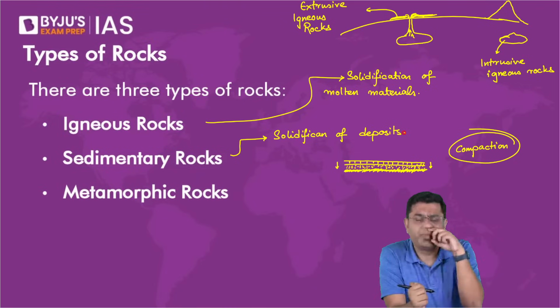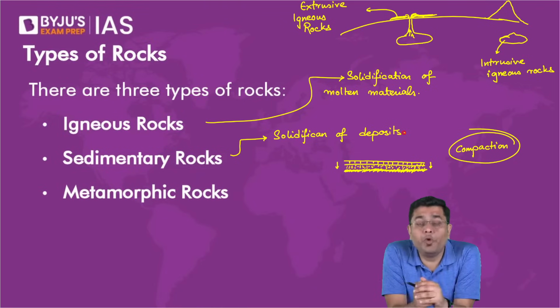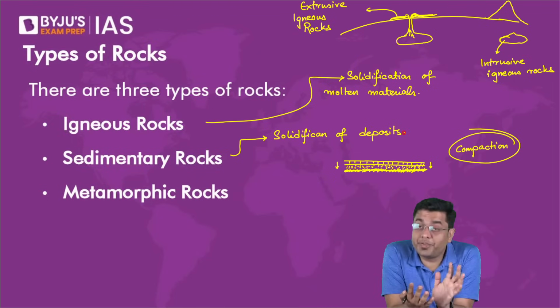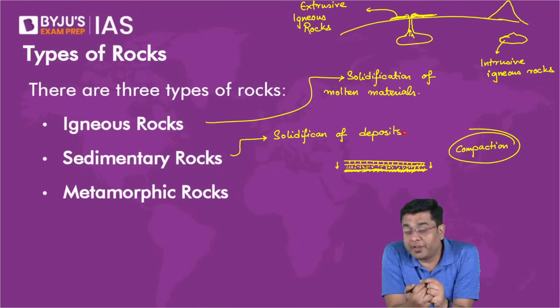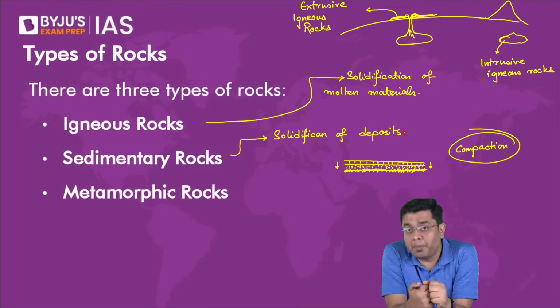For example, the marble that is used in your floorings, in construction purposes, even the Taj Mahal, is constructed out of marble. Now, marble is a metamorphic rock. It is created out of limestone. Limestone is a sedimentary rock. When it undergoes a significant amount of pressure, compression, and exposure to high temperature, it changes itself into marble.